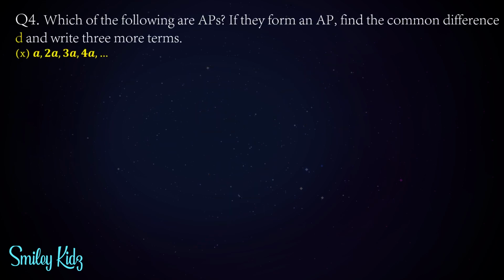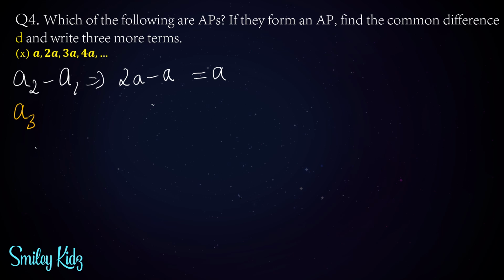Moving ahead, we have A, 2A, 3A, 4A and so on. Well, A2 minus A1 is 2A minus A, which is A. We are just finding out the common difference so that we can first know whether it's an AP or not, and then we can find the next three terms if it is.